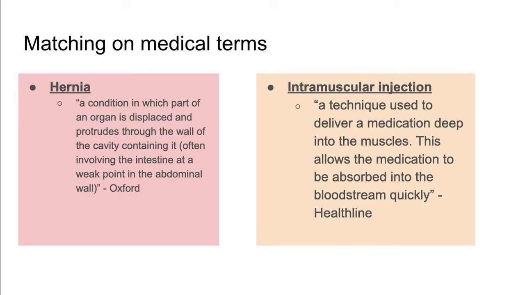An intramuscular injection, according to Healthline, is a technique that's used to deliver a medication deep into the muscle, so into the muscle, right? Intra, within, so it goes into the muscle. And this will allow that medication to be absorbed into the bloodstream quickly. So that's why they do these injections. Oftentimes they'll inject medication into the gluteus maximus muscle in a person's rear area. So that's why they do that.